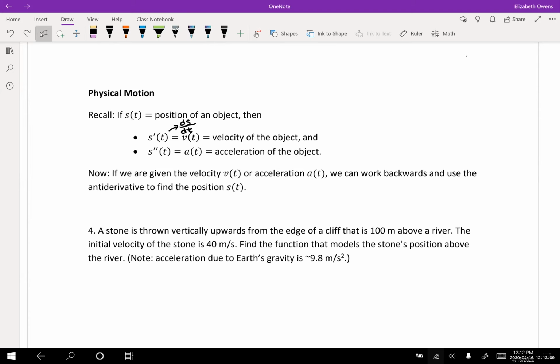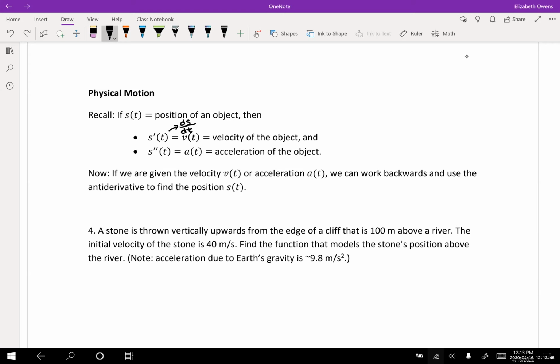It tells us that a stone is thrown vertically upwards from the edge of a cliff that's 100 meters above a river. The initial velocity of the stone is 40 meters per second. And then we're going to find the function that models the stone's position above the river. And there's a little note here. Acceleration due to Earth's gravity is about 9.8 meters per second squared. So that's a useful constant, especially in physics, comes up a lot.